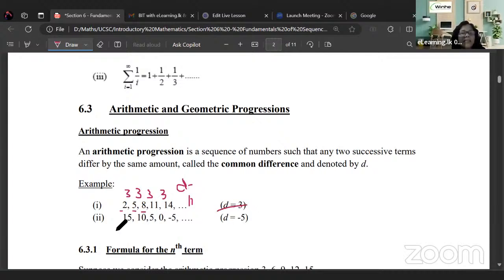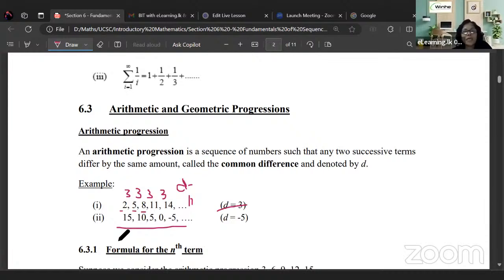So, if you consider the second example, it shows the first term is 15, second term is 10. How do we find the common difference?